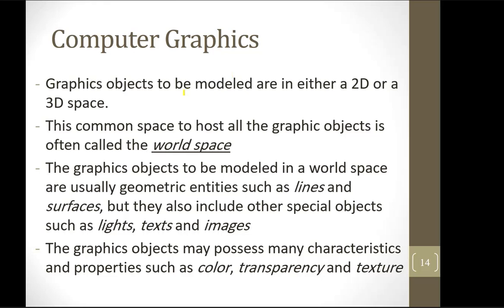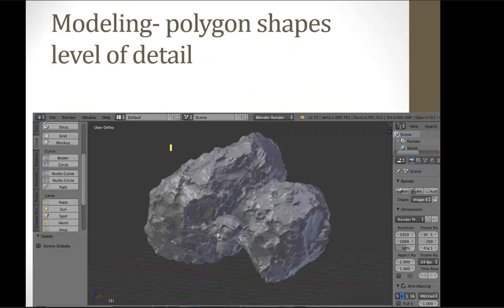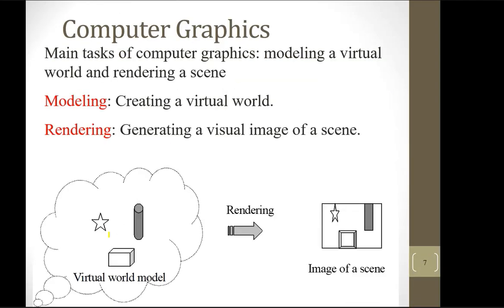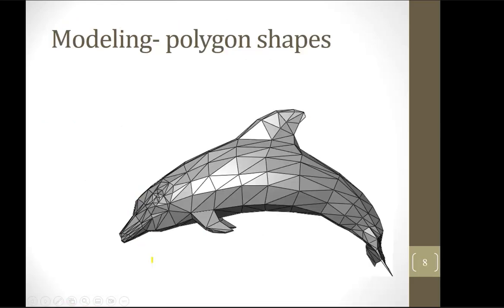Okay, so the graphics object to be modeled can be in 2D. We can make a 2D modeling, or we can also make a 3D modeling. It depends on the library that we are using. The common space that hosts all the graphic objects is called the world space. Here, this virtual world is called the world space. This is the modeling part. In this example, you can see that here we have 3D modeling, here we have 3D modeling, here we have 2D modeling. This is called the world space, world model.